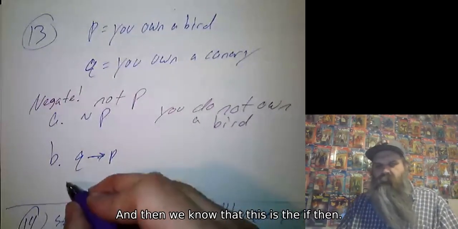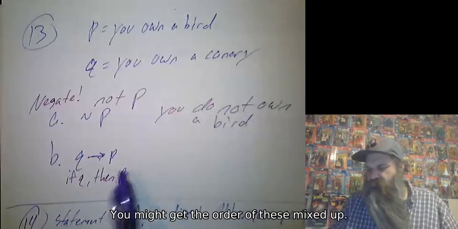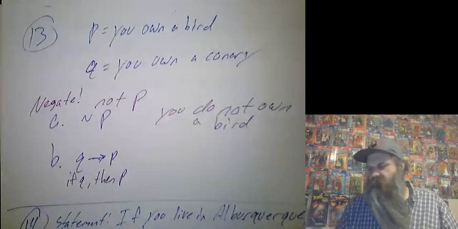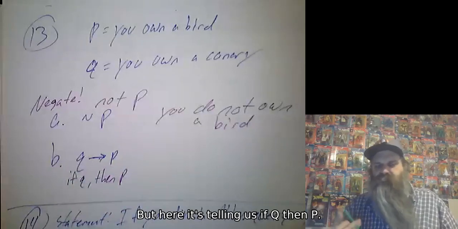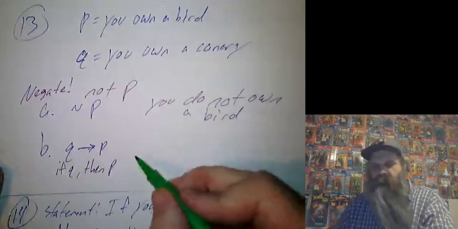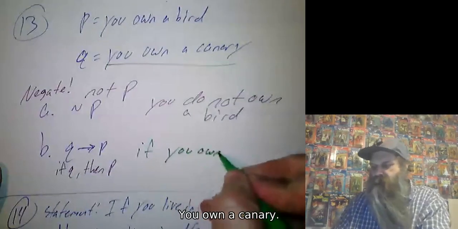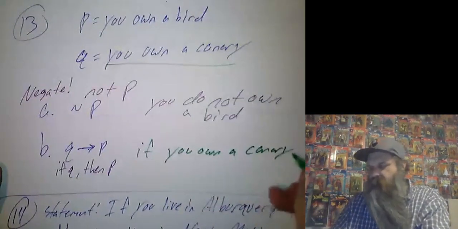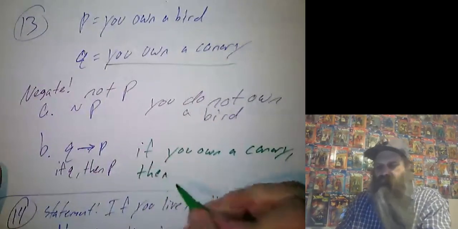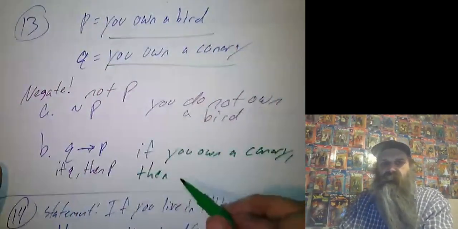And then we know that this is the if-then. If Q, then P. You might get the order of these mixed up, because it's usually P then Q. But here it's telling us if Q, then P. And what would that look like as a statement? If, and then here's Q, you own a canary. And then this is the symbol that tells us that it's an if-then. And then we use our P statement. You own a bird.